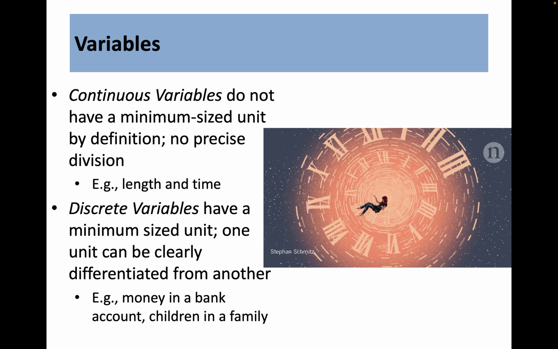Continuous variables do not have a minimum sized unit by definition, no precise division. Length of time, education, age, gender, these don't change. These are continuous variables. Discrete variables have a minimum sized unit. One unit can be clearly differentiated from another. How much money do you have in your bank account? How many children are in your family?